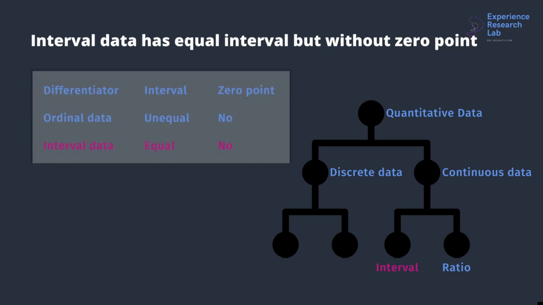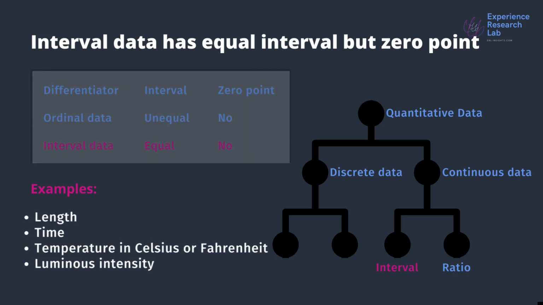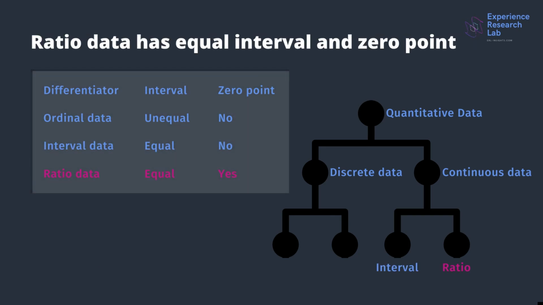With interval data, the intervals between values are consistently equal. However, it doesn't come with a zero point. Some examples are length, time, temperature measured in Celsius or Fahrenheit, and luminous intensity. With interval data, statistical operations like addition or subtraction are meaningful, but multiplication and division are not because there's no true zero. Ratio data is numerical data with equal intervals between values and a zero point.